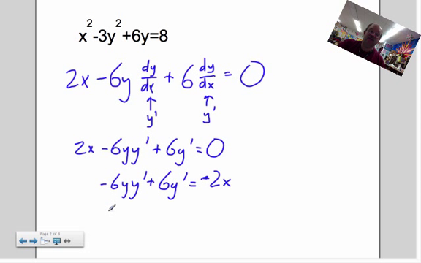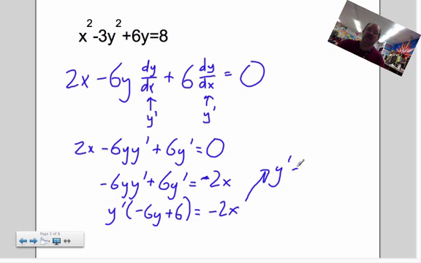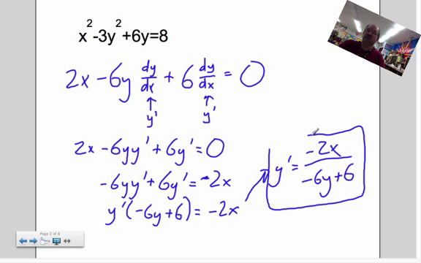And then I will factor out y prime because both terms have a y prime. I'm left with that. And then finally, I'll go over here because I'm running out of space a little bit. Finally, y prime is equal to negative 2x divided by negative 6y plus 6. And so that is how this is changing. If we want to know specifically at a specific point, we need an x value and a y value at a specific point. We can plug it in and figure out the rate of change at that particular moment. Okay? So that's how it works.